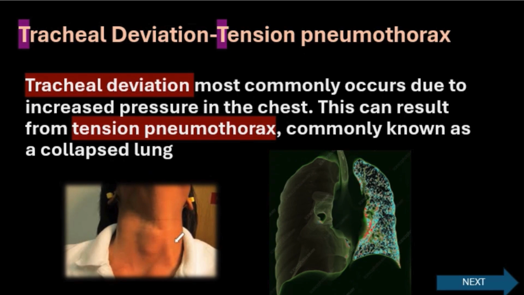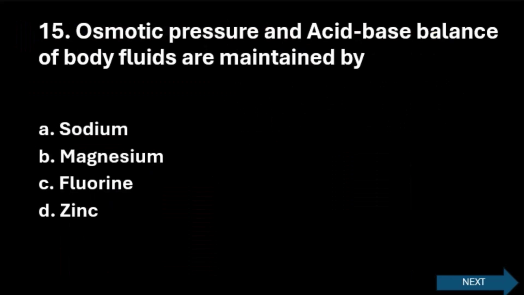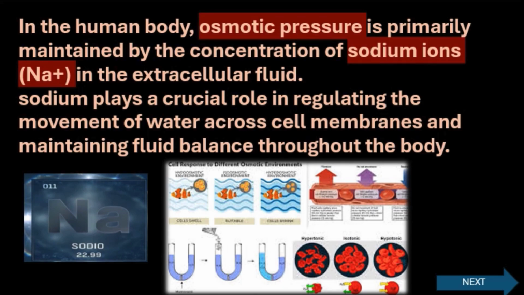Next question. Osmotic pressure and acid-base balance of the body fluids are maintained by option A, sodium, option B, magnesium, option C, fluoride, option D, zinc. This is also a simple question. I think all of you already know the answer. The right answer here is sodium. In the human body, osmotic pressure is primarily maintained by the concentration of sodium ions in extracellular fluid. Sodium plays a crucial role in regulating the movement of water across cell membranes and maintaining fluid balance throughout the body.